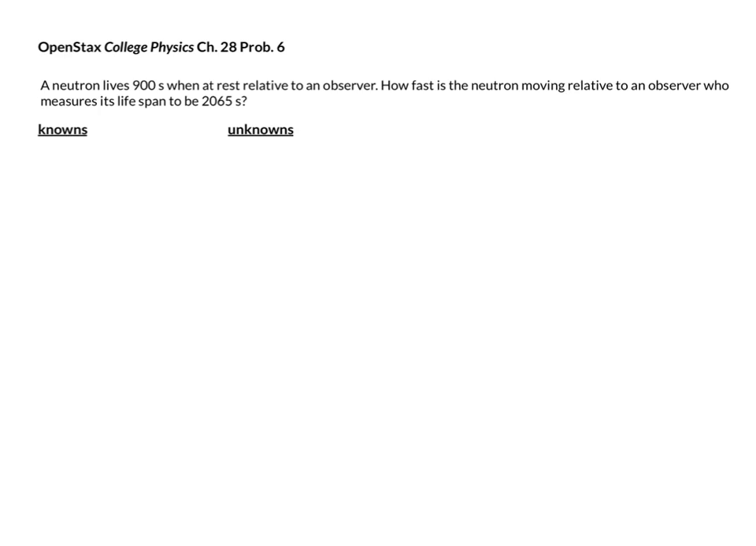So let's write down our knowns and unknowns. We know two different times. One of them is 900 seconds and the other one is 2065. We are going to have to use relativity. So we know that we have two delta t's. One is a proper time and one is the dilated time. So I'm going to just call them delta t for now and figure out later what those delta t's mean.